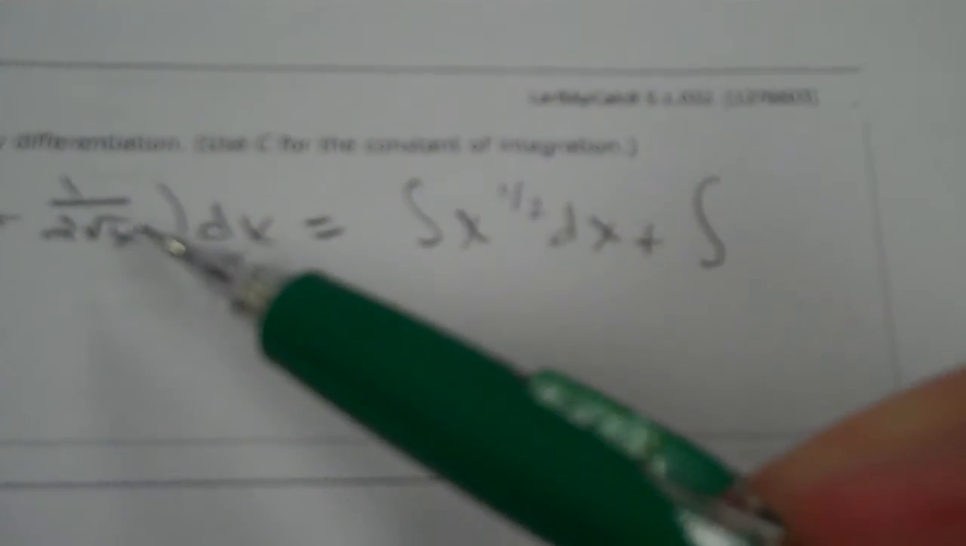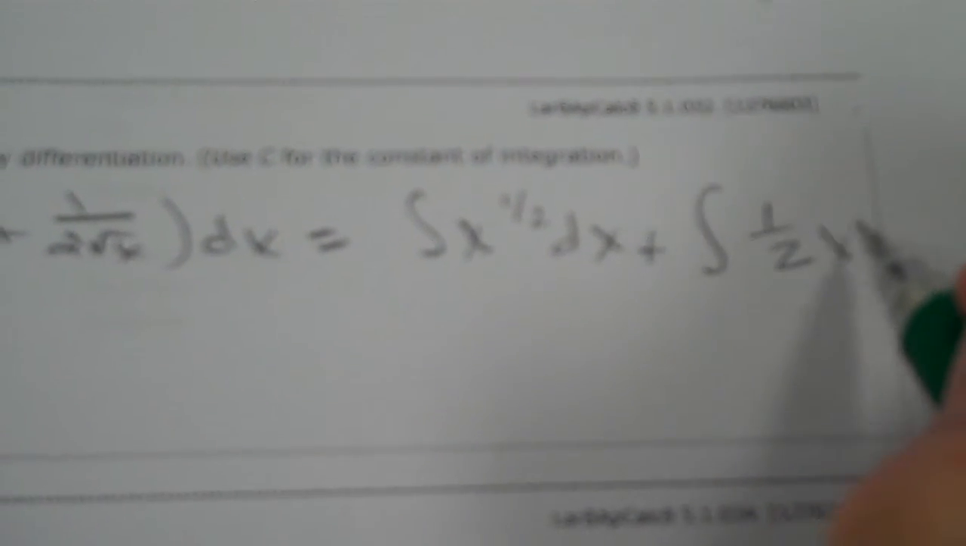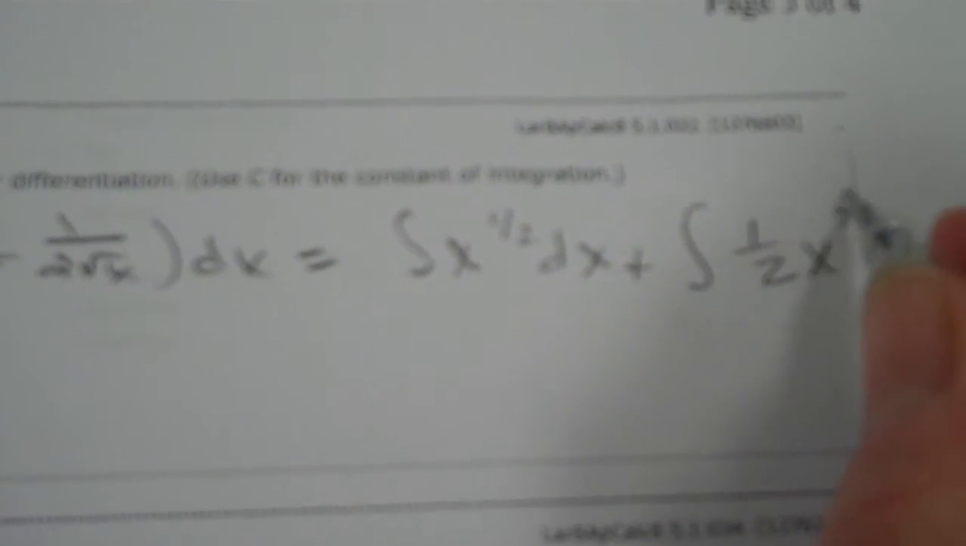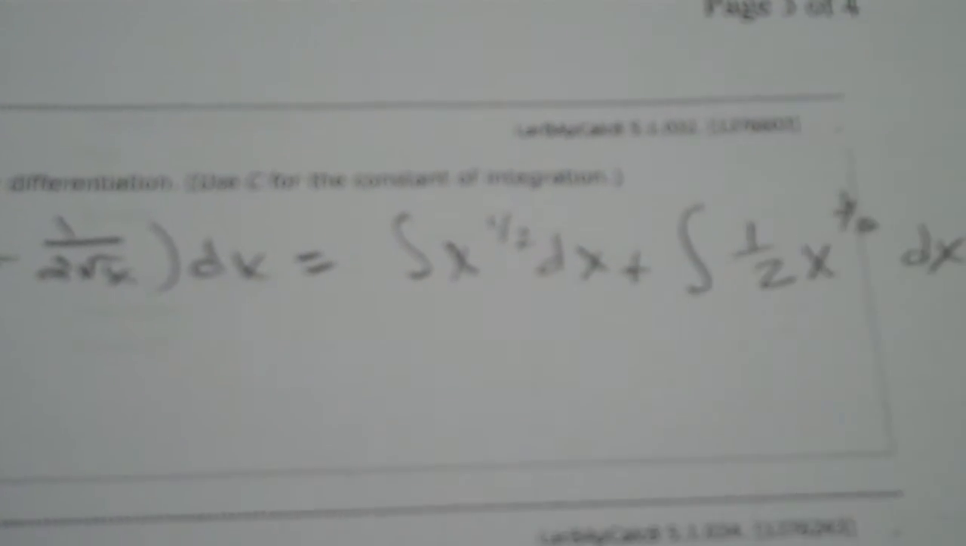Then I want to integrate this next piece, and I want to think about what the coefficient is. So the 1/2 is the coefficient. And then the exponent on x, since it's a square root but it's in the denominator, that means it was a negative 1/2. So I'm integrating the first piece, x to the 1/2, and the second piece, 1/2 x to the negative 1/2.